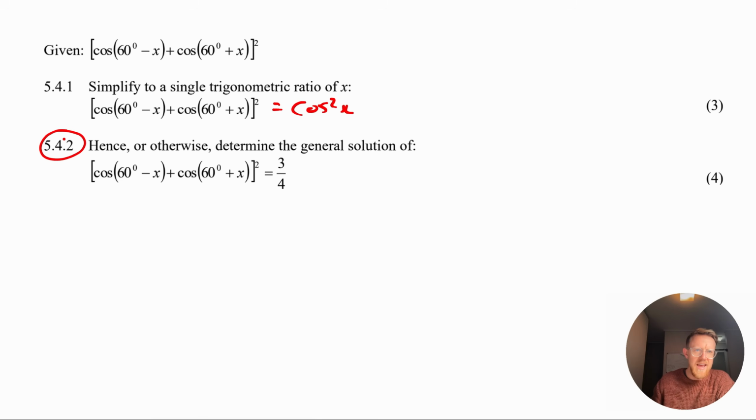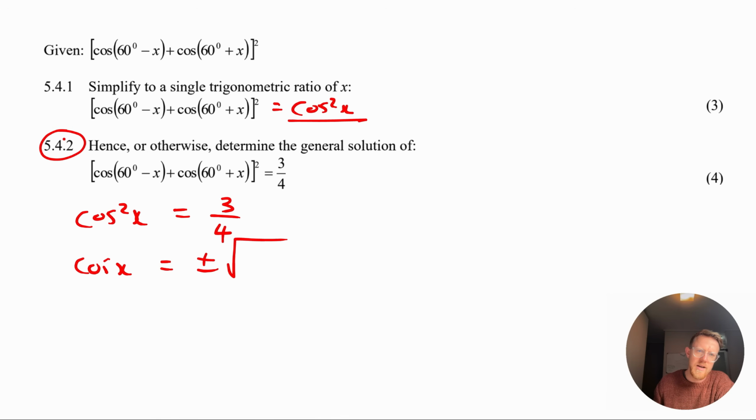Next one, hence, determine the general solution. So now we've got this expression to the power of 2, and we know that that is just cos squared x. So we can just replace it with cos squared x, and we make that equal to 3 over 4. Then we get x alone by square rooting, so we say plus minus, type that on the calculator, and it should pop out plus or minus the square root of 3 over 2.